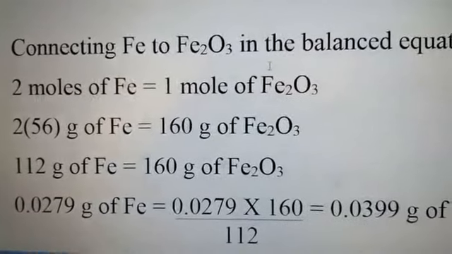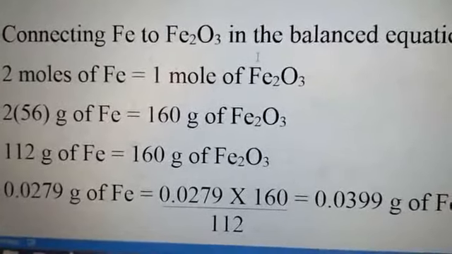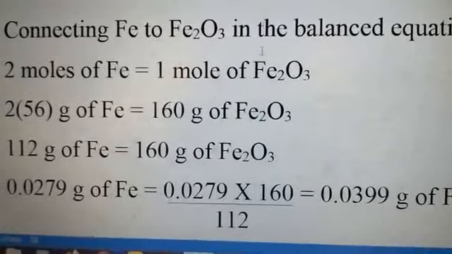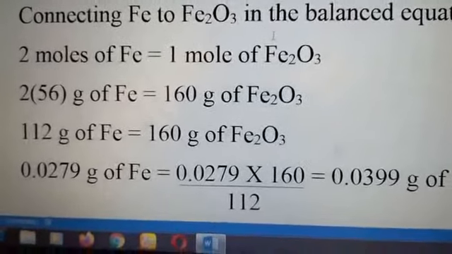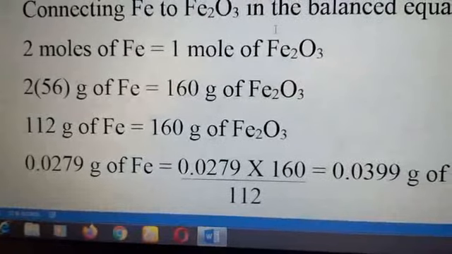And 1 mole of a compound, this iron trioxide is a compound, is equal to the molar mass, which is 160. So replace the 1 mole with 160 grams. You now have 160 grams of iron trioxide. So we have 112 grams of iron equivalent to 160 grams of iron trioxide.